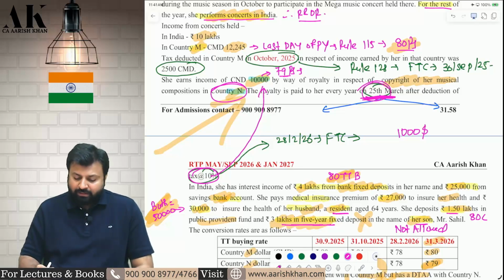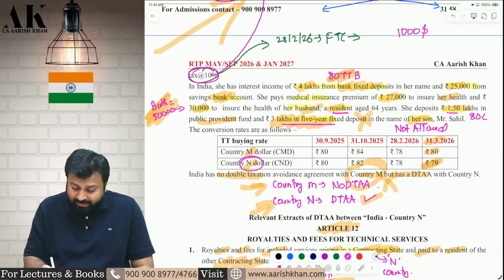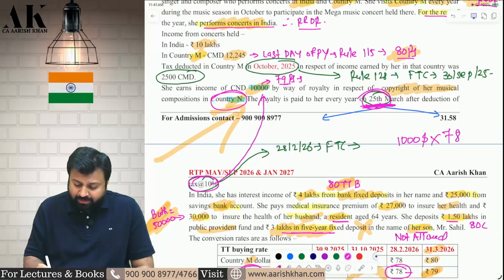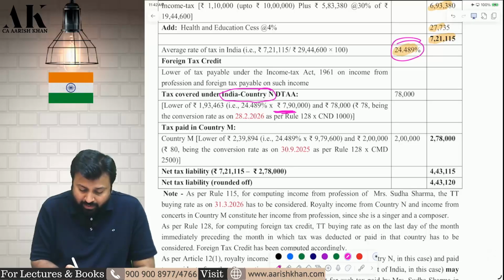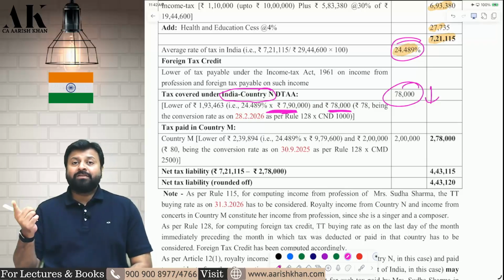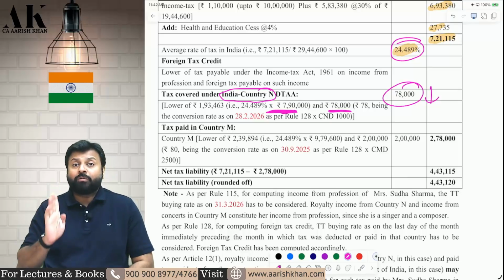So you have to take the 20th Feb TTBR. What is the 20th Feb TTBR in country N? The 20th Feb TTBR in country N is 78 rupees. Therefore, you have to convert this into 78 rupees and this will be considered as foreign tax, and you will compare your Indian tax with your foreign tax and whichever is lower will be allowed as deduction. So always remember, for converting foreign income you apply Rule 115, but to convert foreign tax you apply Rule 128.